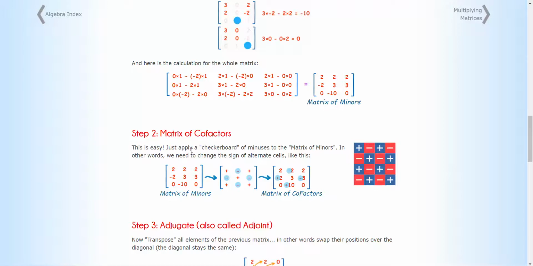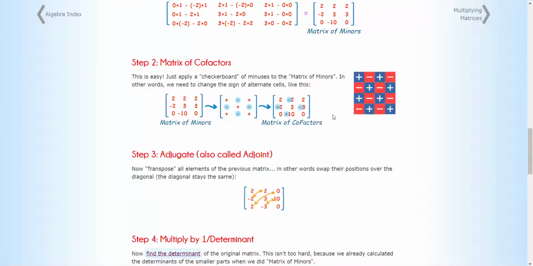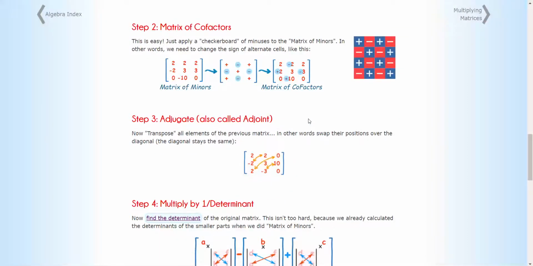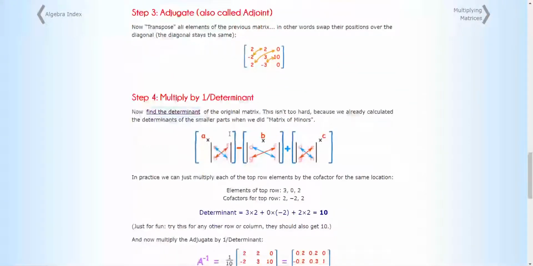Matrix of cofactors. This is easy, just apply a checkerboard of minuses to the matrix. In other words, we change the sign of every other element. Adjugate: now transpose. You will have 2, negative 2, 2, negative 2. So this would be here, here, here. So this is all transposed.